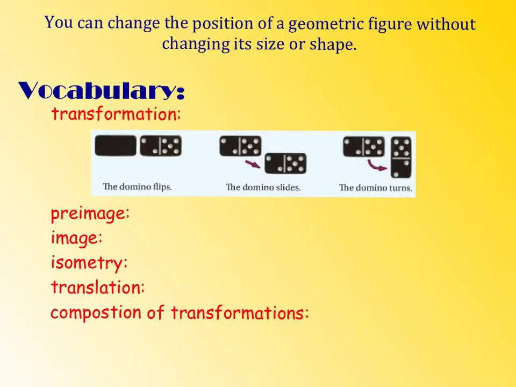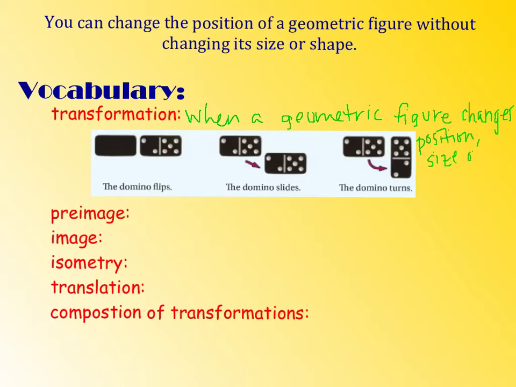So the first thing we're going to do here is talk about some vocabulary. So I'm going to go ahead and write out these definitions for you. Our first word is transformation, and a transformation is when a geometric figure changes position, size, or shape. So if it changes position, size, or shape.